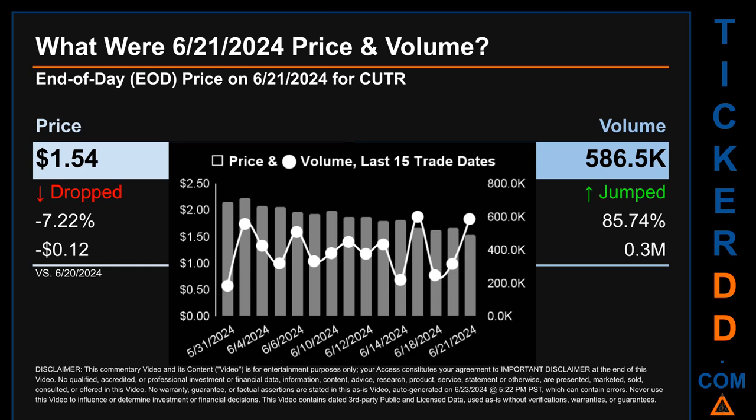The graph shows price and volume for the last 15 trade dates. Across a range of 69 cents, the max and minimum end-of-day price were respectively 2.23 and 1.54. Volume saw a range of 416.6 thousand, from a day low of 183.4 thousand to a day high of 600,000.